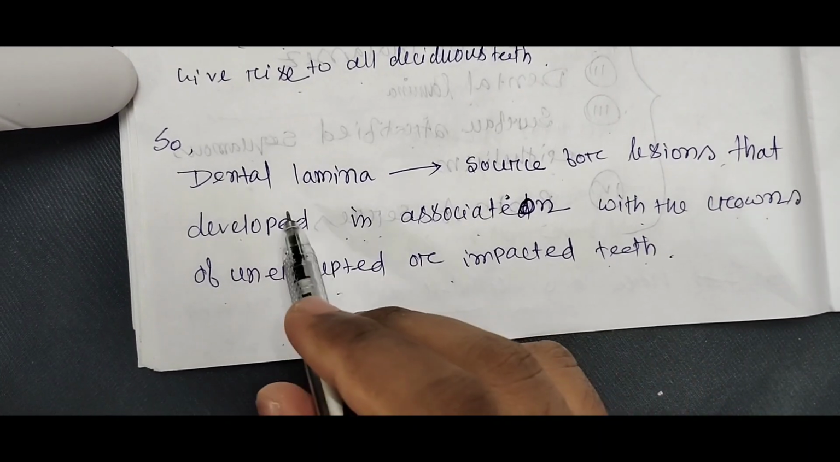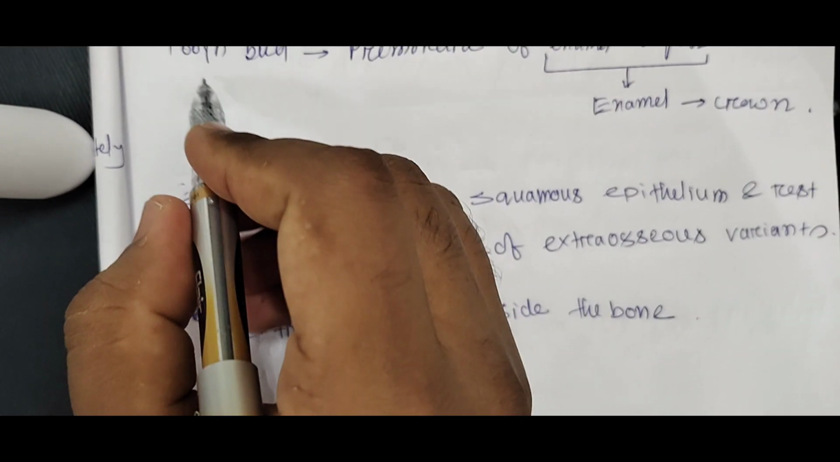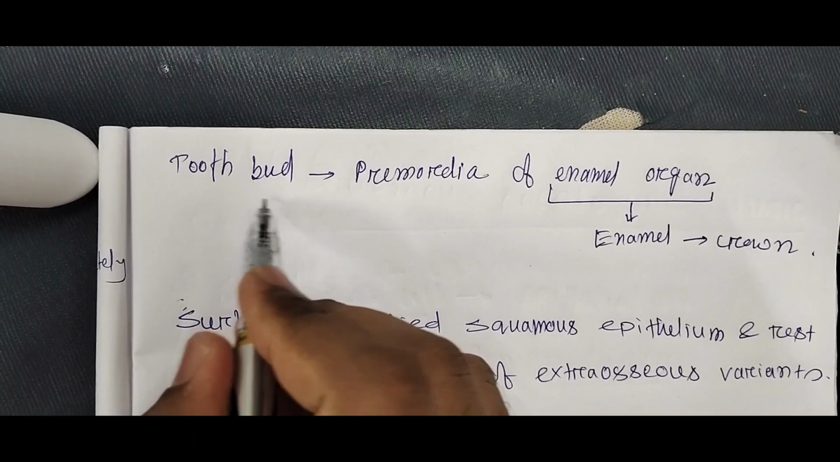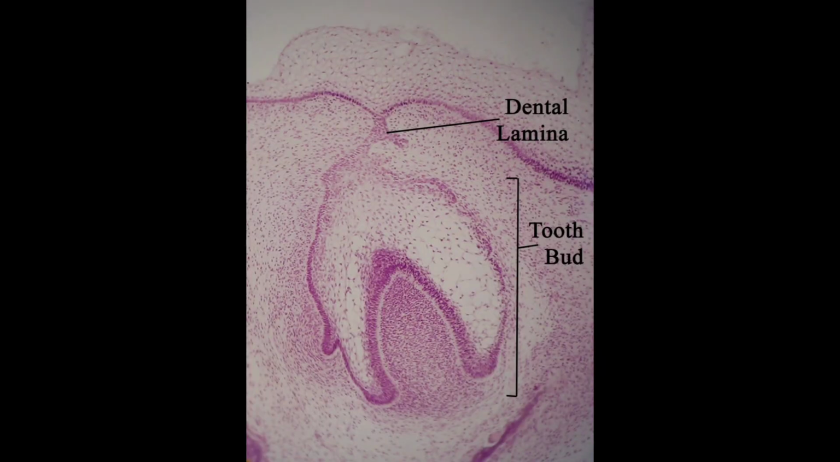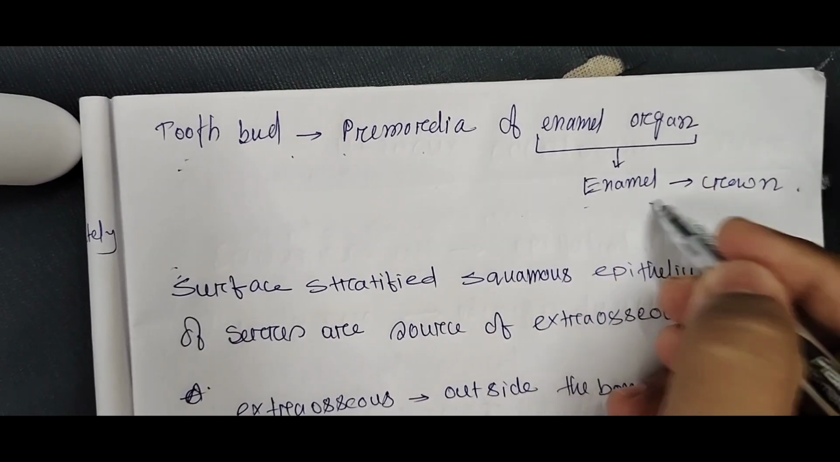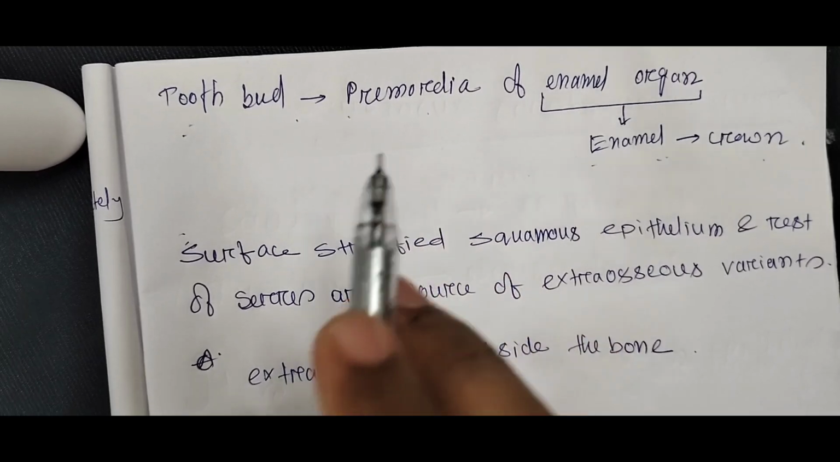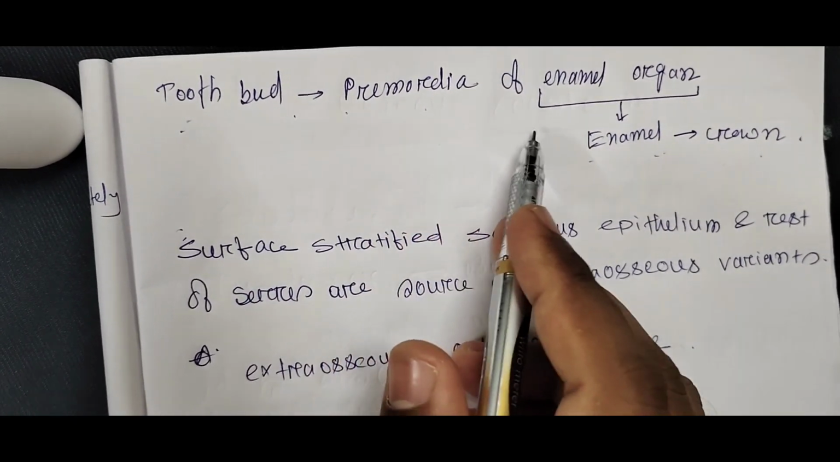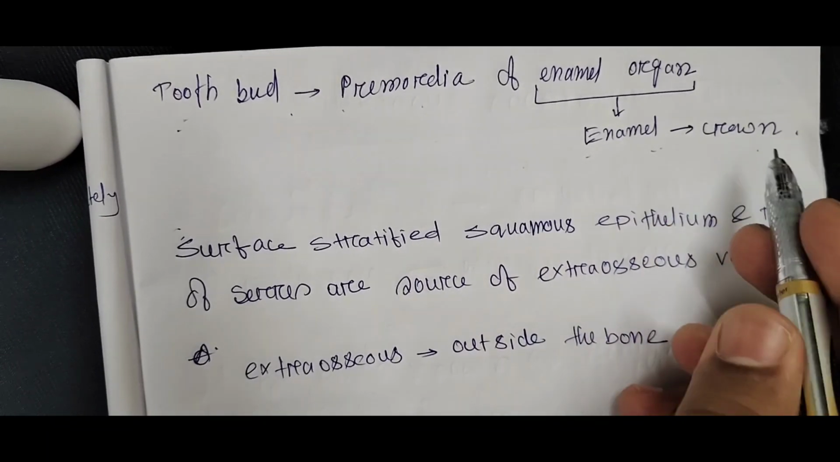Now, what is dental lamina? We learned in first year what a tooth bud is, and how the tooth bud relates to the dental lamina. This is the figure showing how dental lamina is related to the tooth bud. The tooth bud is the primordium of the enamel organ, and the enamel organ gives rise to enamel, and enamel is the crown. So we can relate that if dental lamina is affected, the lesions will be on the crown of the impacted or unerupted teeth.